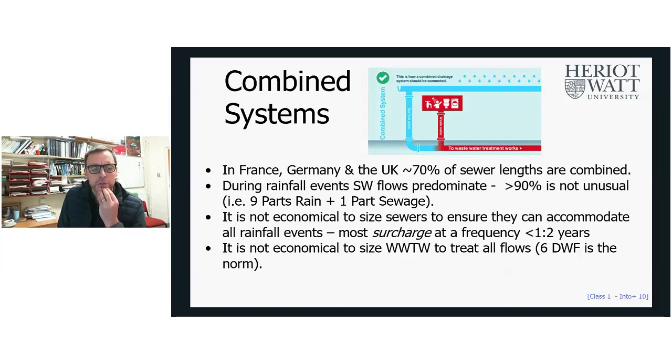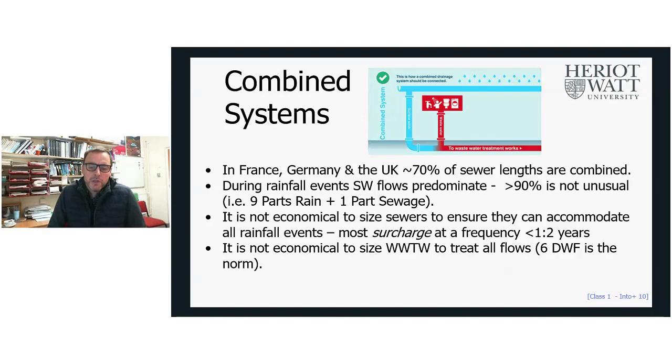So here we go. In the UK, etc., around 70% of the sewer lengths are combined. During rainfall events, surface water flows predominate. So that means that you've got a pipe, and during dry weather flow, only a small proportion of that pipe is used up to convey the foul flows, and it has lots of extra capacity to deal with the rainwater falling on the catchment. When it rains, that extra capacity is taken up by the rainwater, and as it says there, it's not unusual for more than 90% of the flow in a combined pipe during a rainfall event to be surface water flow.